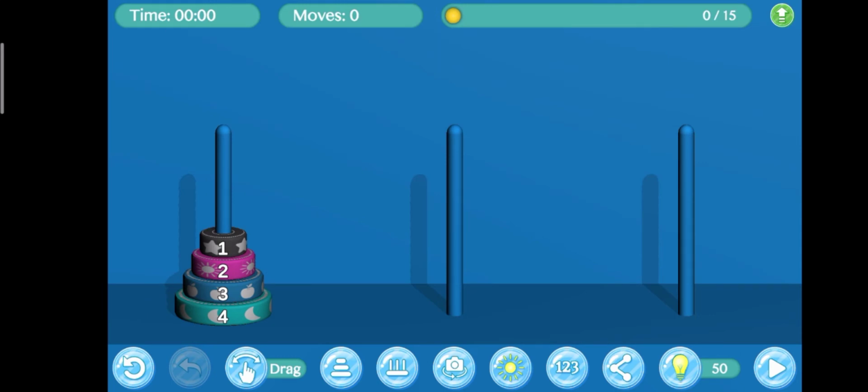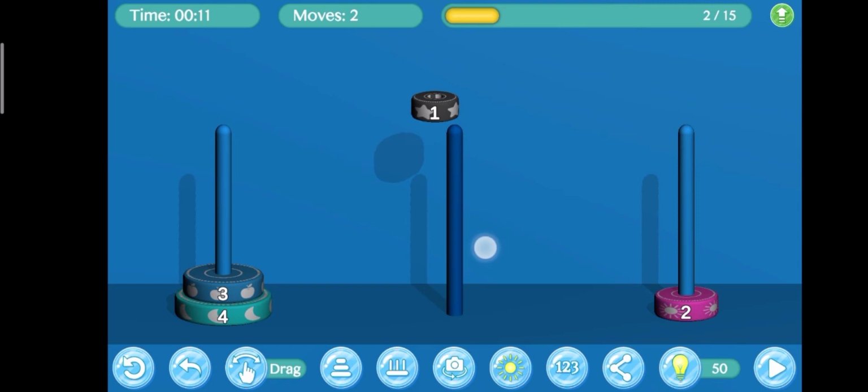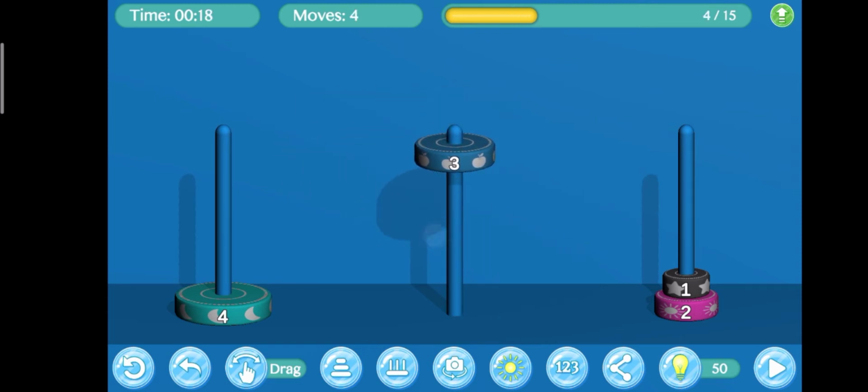Hi, welcome to level 4. Here, the least number of moves is 15, and I will show you the process of it. Our first move here is to put the first disc on the middle rod. Then, the second disc on the third rod. Our next goal here is to put the first disc at the top of the second disc. So, let's put the first disc on the third rod. Then, move the third disc on the second rod.